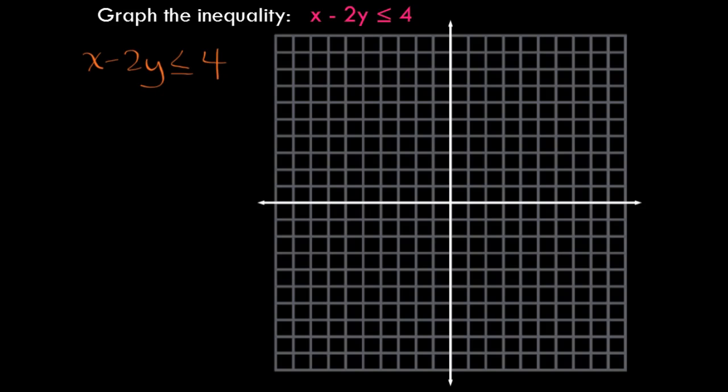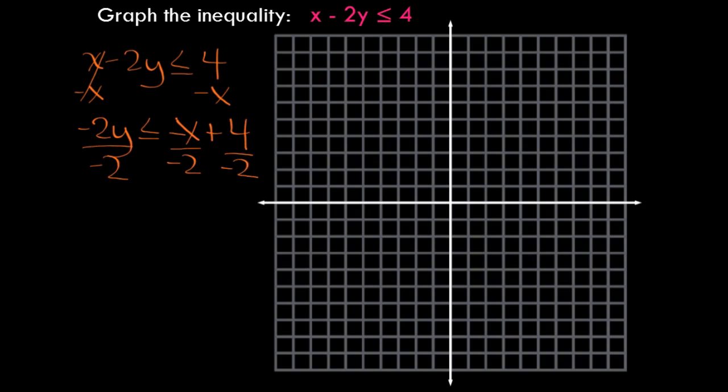Because we want it to be solved for y. So that means I've got to get rid of the x, move it to this side. I get negative 2y is less than or equal to, I kind of want to keep it in the right form, so I'm going to put the negative x first, and then the plus 4, and then divide by negative 2. Now if you noticed, I'm dividing by a negative 2.